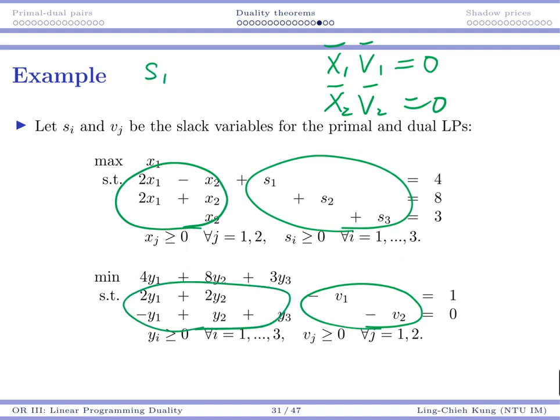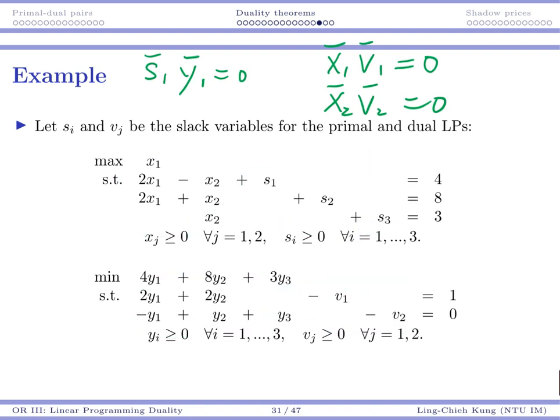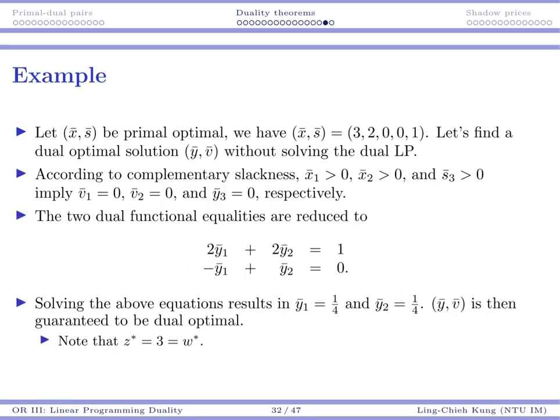Your s1 multiplied by y1 would be 0 if you are talking about a pair of optimal solutions, and so on and so on. By knowing that x bar, y bar, v bar, s bar construct a pair of optimal solutions, you have 5 pairs of equalities. Okay? So this would be useful if you want to construct a dual solution given a good primal feasible optimal solution. So how to do that?